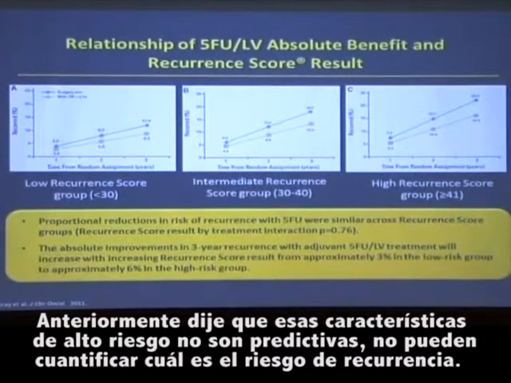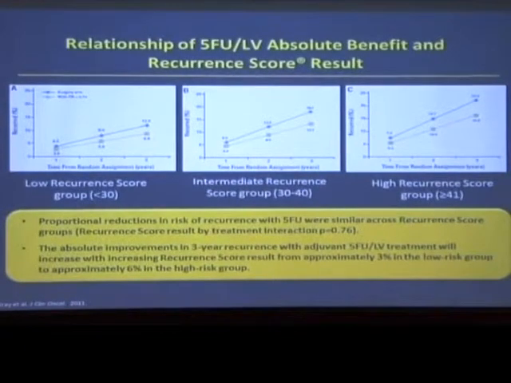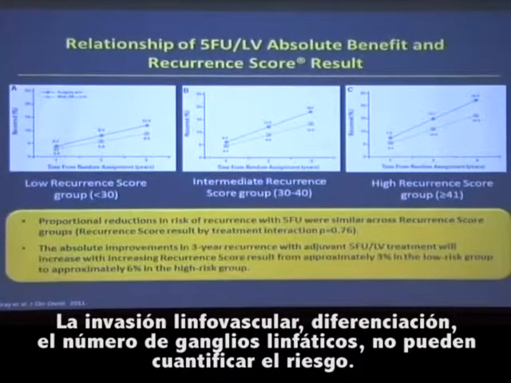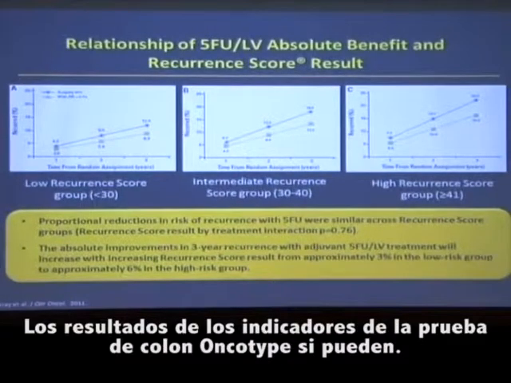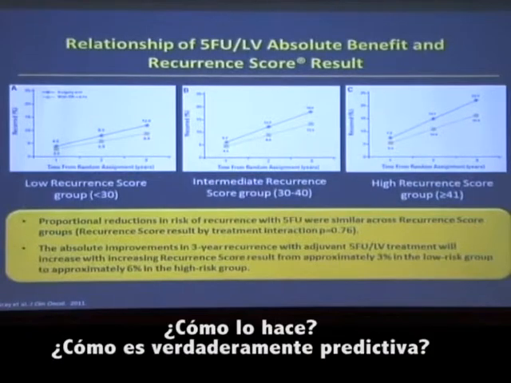I said earlier that those high-risk features are not predictive. They cannot quantitate what the risk of recurrence is, okay? Lymphovascular invasion, differentiation, the number of lymph nodes cannot quantitate the risk. The score that results from the Oncotype colon assay can, okay? How does it do that? How is it actually predictive?